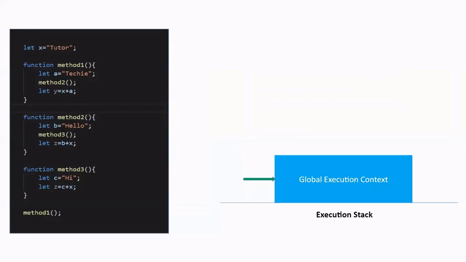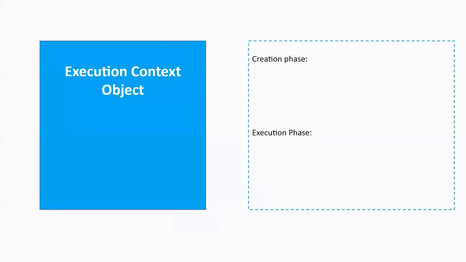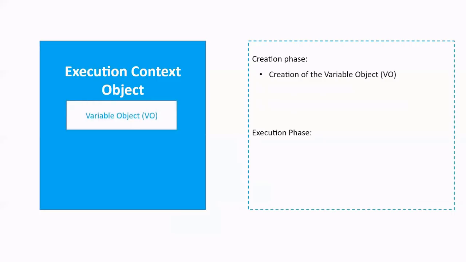So what is the execution context and how does it behave? Execution context is nothing but an object. It is created in two phases. First is the creation phase and the second is the execution phase. In the creation phase, we have three components. First is the variable object. It contains all the arguments passed into the function and the variables declared inside the function.